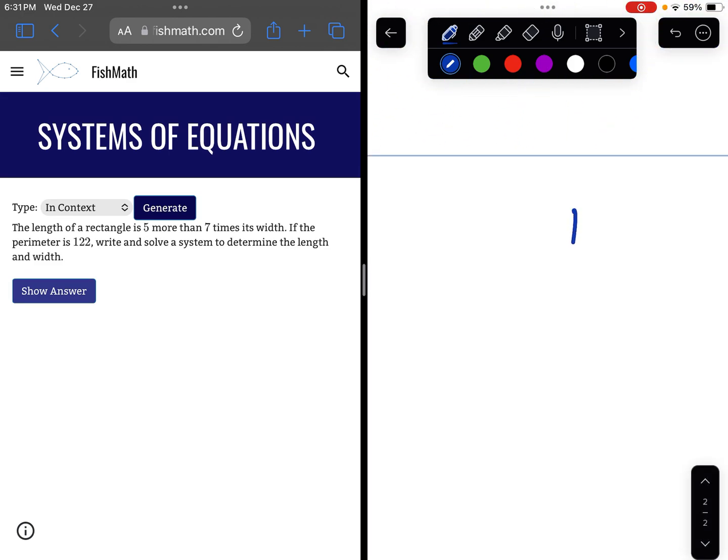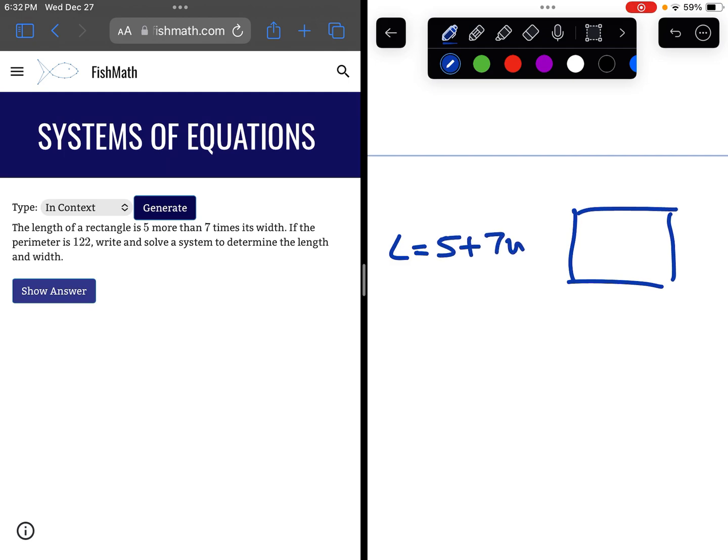Let's do a rectangle one here. I always like to draw a picture if it is not giving us a picture. So the length is 5 more than 7 times the width. And for perimeter, it's just 2 lengths plus 2 widths equals the perimeter. That's how we make our equation. It'll also help to label these. So if this is the width, and this is 5 plus 7w, 5 plus 7w, then adding those all up together gives you your total.